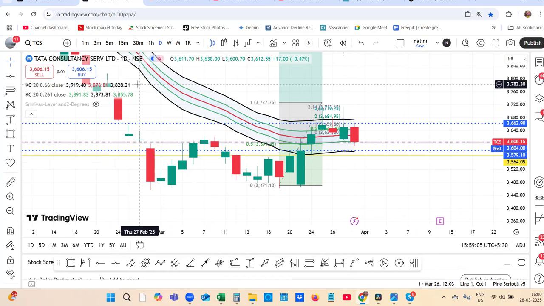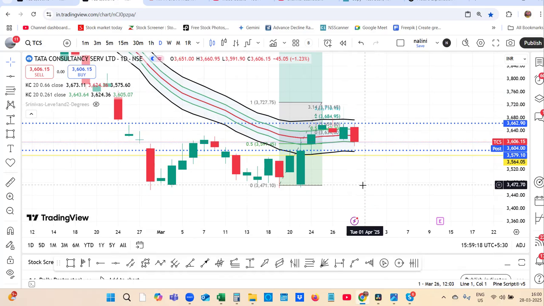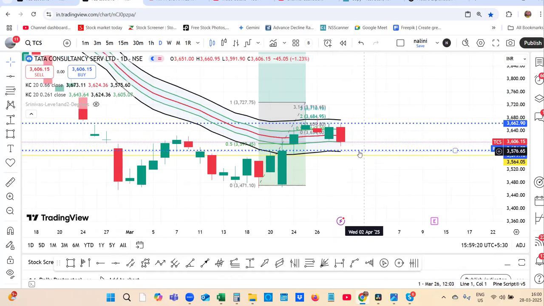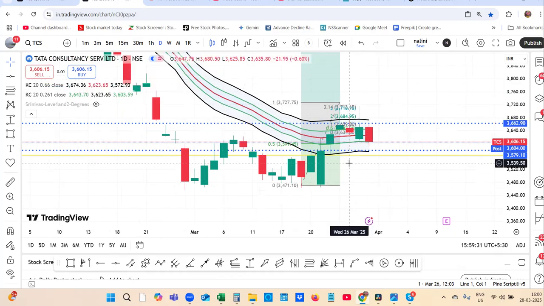3873, 3828, 3573, 3673. It's not giving that. 3624, 3572. It's not giving. If you place the cursor, you will get the values. 3579 you are getting. Oh, it is showing 3575.60. So you can track this, keep it in your watch list.